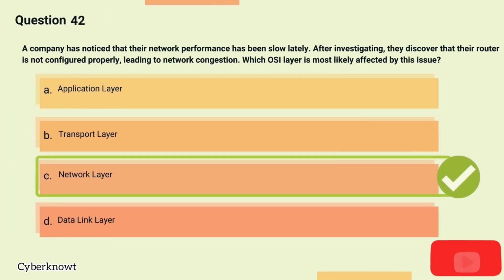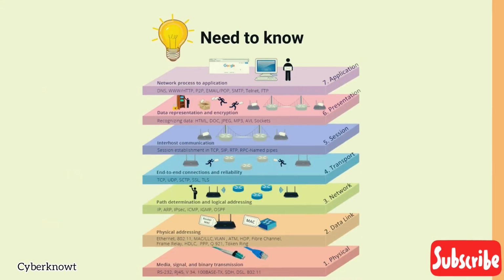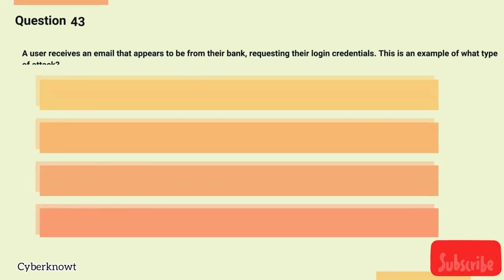The correct answer is Option C. Network layer. Explanation. The network layer deals with routing and logical addressing, which is crucial for efficient data transmission and avoiding network congestion.